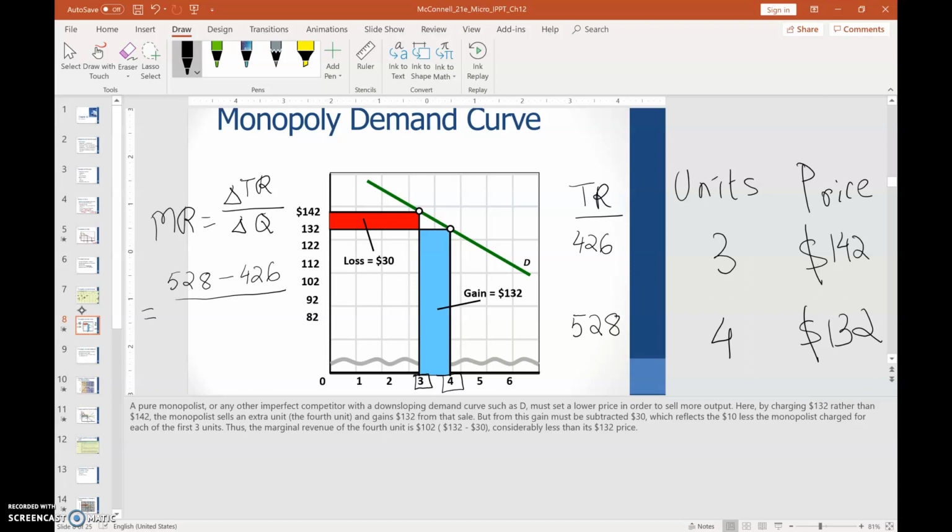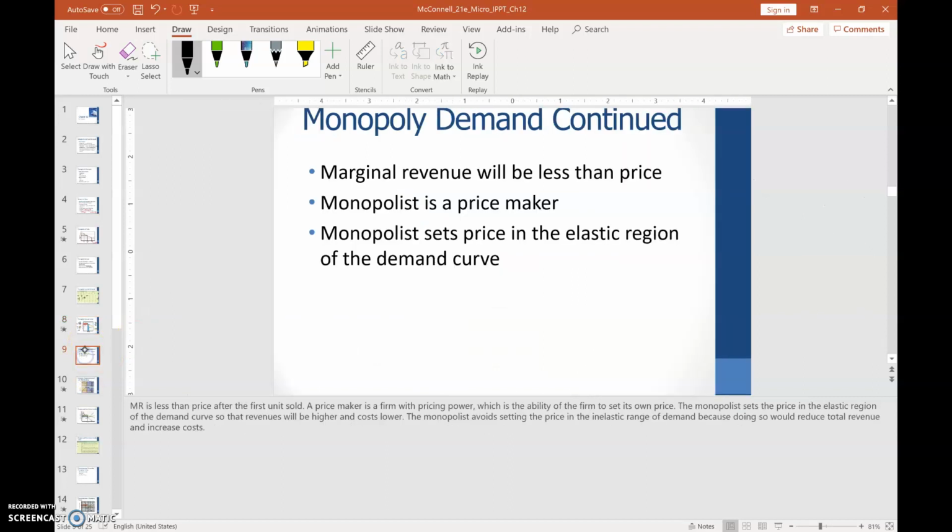So the change in quantity is from 3 to 4. So the denominator is 1. The marginal revenue in our example is 102. Okay. So hope that made sense.